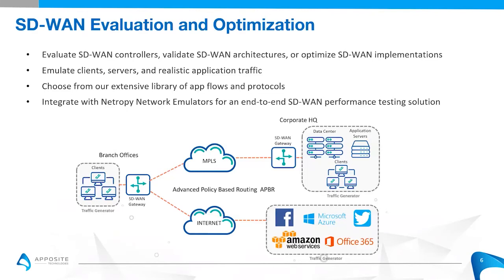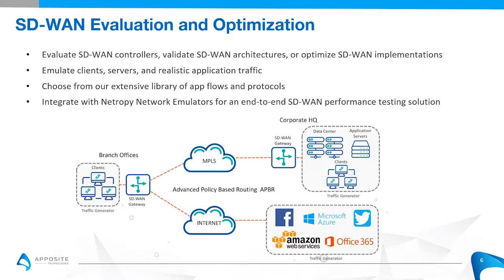So now I'm going to jump into some use cases. The first one is SD-WAN evaluation and optimization. SD-WAN is one of the hottest and fastest growing technologies in the world right now. It's easy to use, it's low cost, and it brings some intelligence to your network. Vendors are selling it like crazy, and businesses are buying it up because it's cost effective.